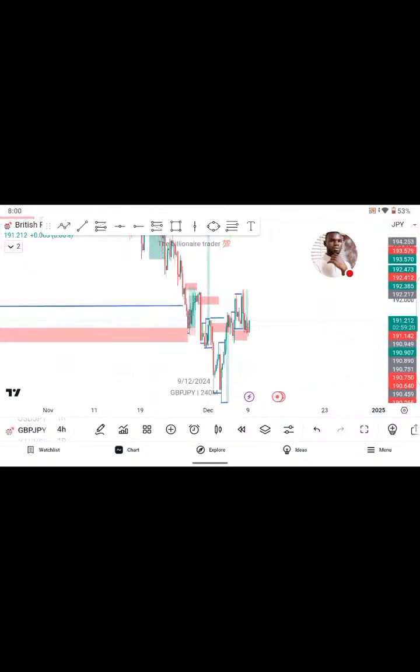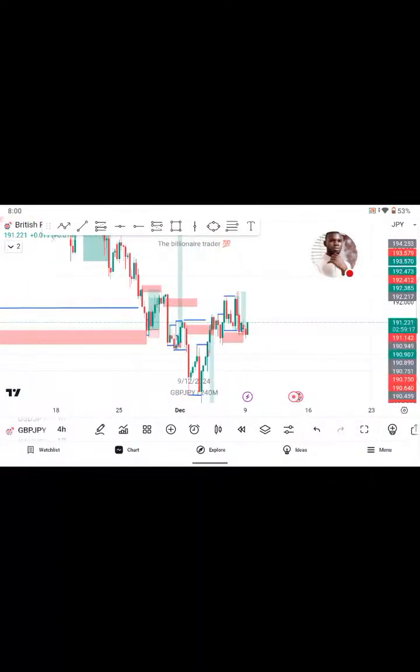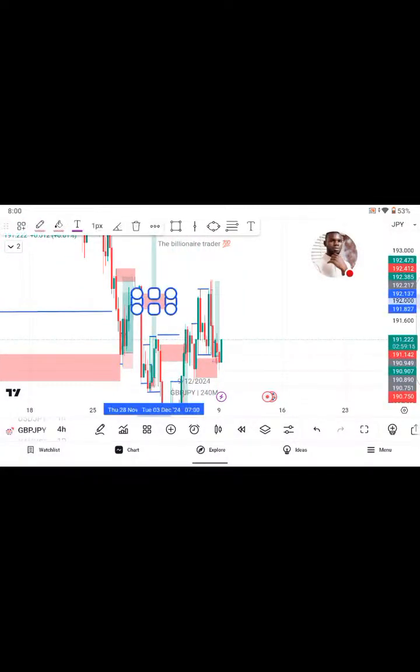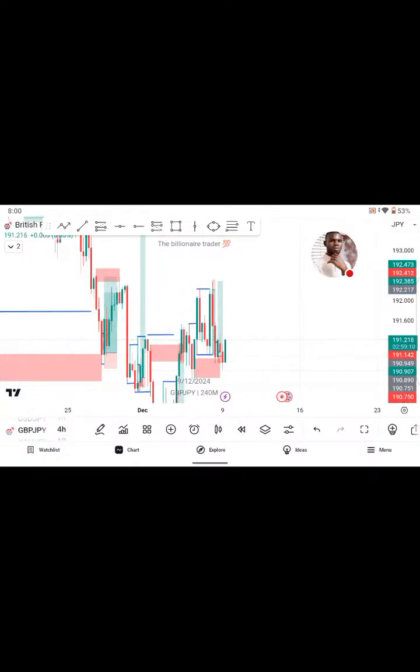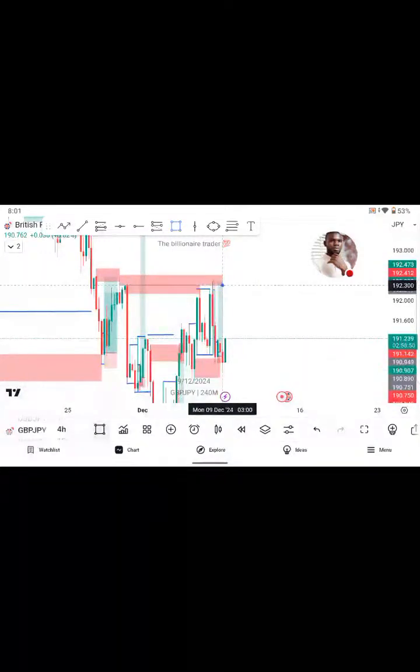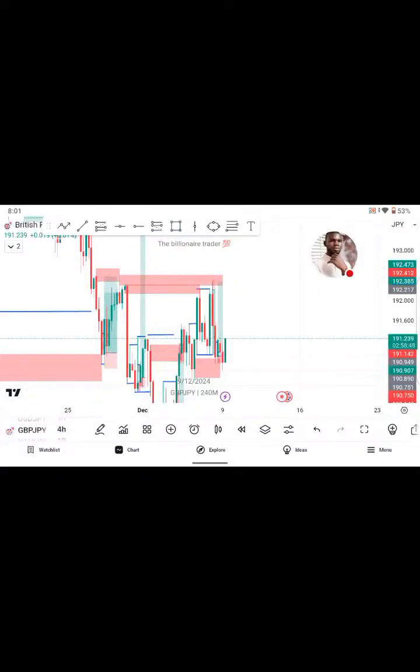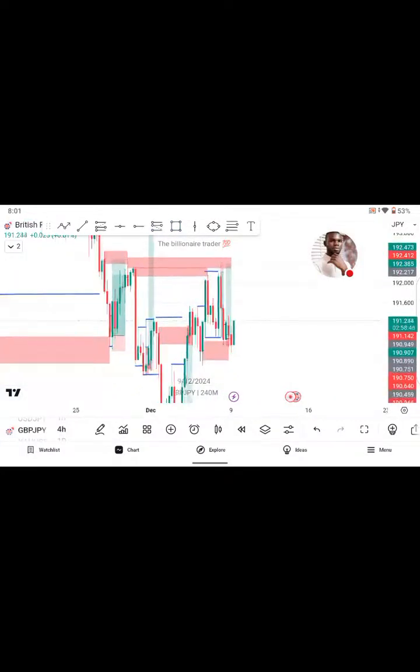So this is GPJPY. As you can see, that's where price first reacted. Then what did price do? Price took it out and reacted to this weak zone. Can you see that? So price reacted to that weak zone.